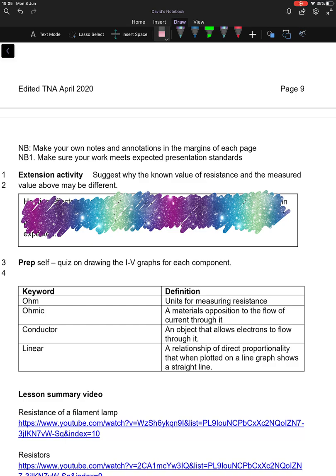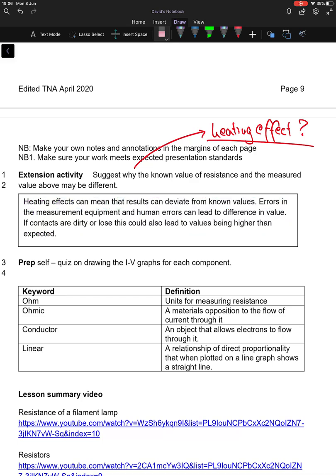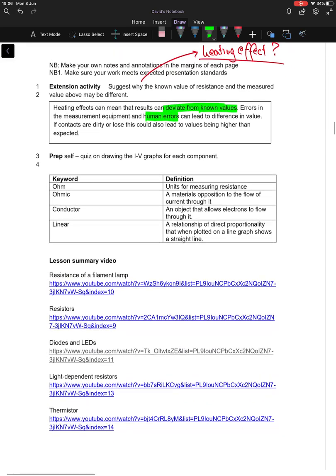Then as you see, there's a final activity. Suggest why the known value of resistance and the measured value above may be different. Now, pause the video, have a think about what impact the heating effect might have. So, the heating effect can mean that the results of an actual experiment can differ or deviate from known values. And they can also differ due to human error as well, okay? So just a little extra activity for you there.